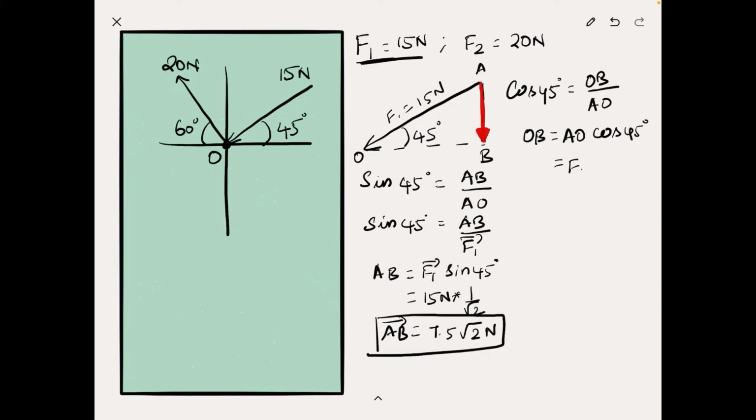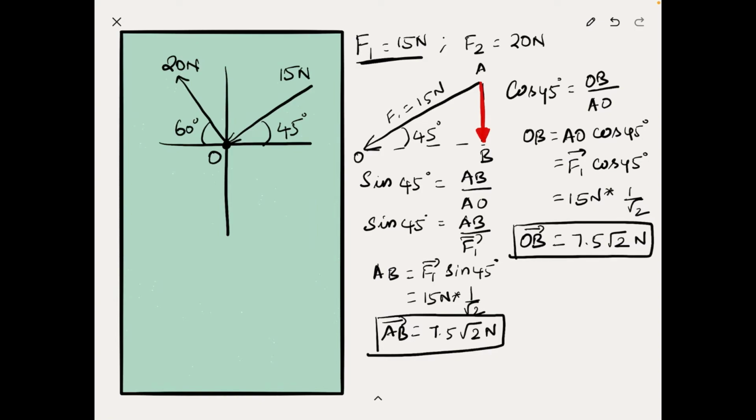Now we need OB, so OB is equal to AO times cos of 45 degrees. AO is our F1 vector, so F1 times cos 45 degrees, which would be again equal to 15 Newton times cos 45, which is again 1 by root 2. So we will again get 7.5 times root 2 newtons. So this would be our OB vector.